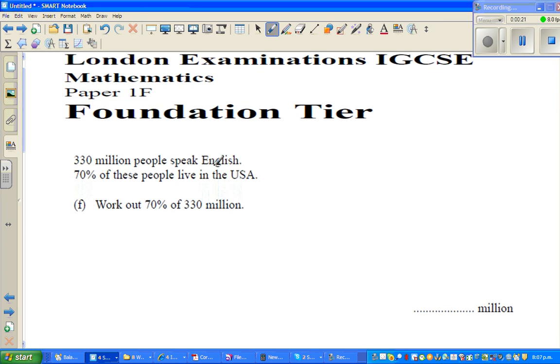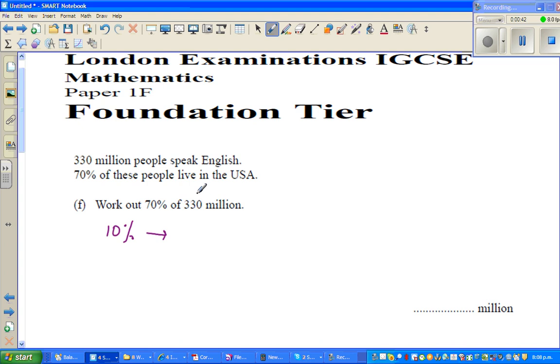330 million people speak English. 70% of these live in the US. Work out 70% of 330 million. So you won't write the answer in million. Whenever you want to find any percentage, the best way is to first find the 10%. So 10% is 1/10, so you divide this by 10, so that is 33 million. 10% is 33 million, just like that.